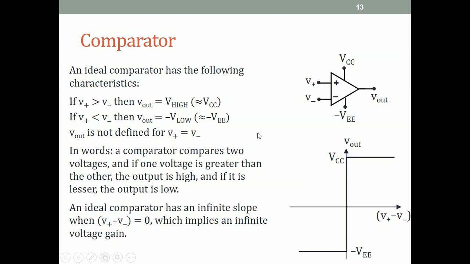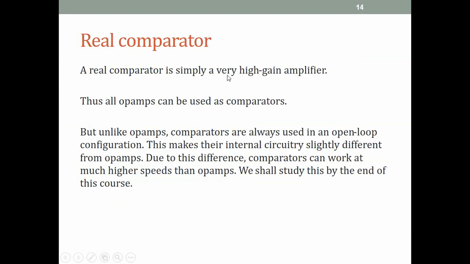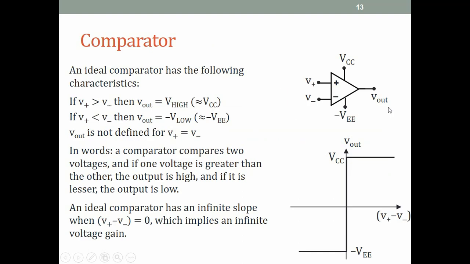Yeah, that is all. So it's a very high gain amplifier, and therefore all op-amps can, theoretically, be used as comparators, because op-amps by definition are high gain amplifiers. But there is a difference in the internal construction of op-amps and comparators, because op-amps, generally speaking, are used with some negative feedback. Comparators by definition have no negative feedback.